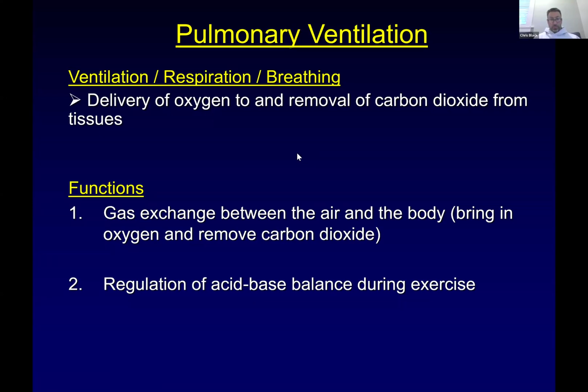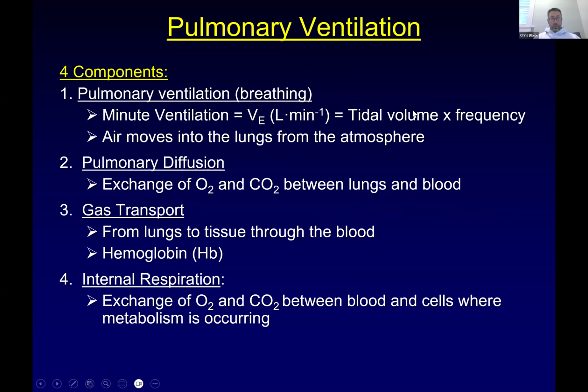All right. So we've done those two things. As I said, we're going to break what happens in the lungs down into four components, and we're going to take each of them in turn. The first component is what we traditionally think of as breathing, and that is called pulmonary ventilation.